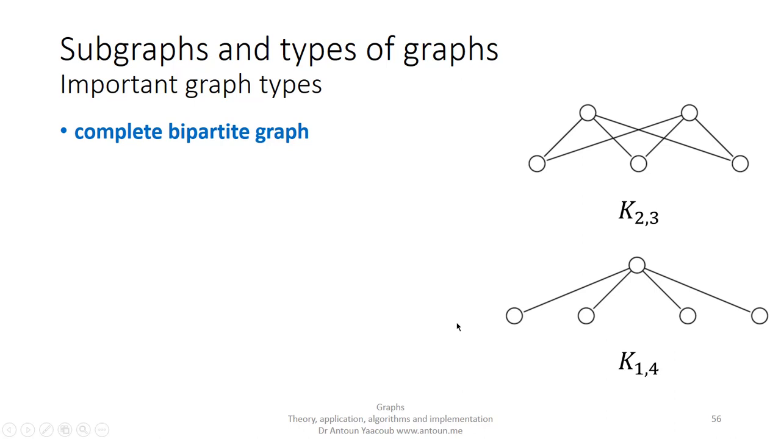Another type of graph is the complete bipartite graph. We have seen what a complete graph means: there are edges between all the vertices, they are all neighbors.